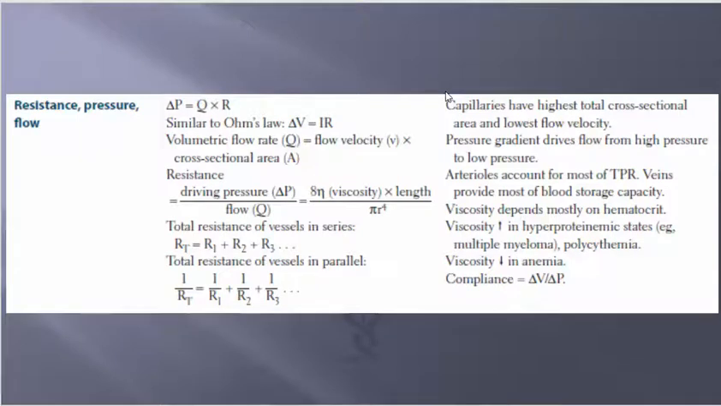So here we have resistance, pressure, and flow. The change in pressure is equal to our volumetric flow rate times our resistance. And the resistance, you'll see here, is the driving pressure over flow, so you can realign the equation.